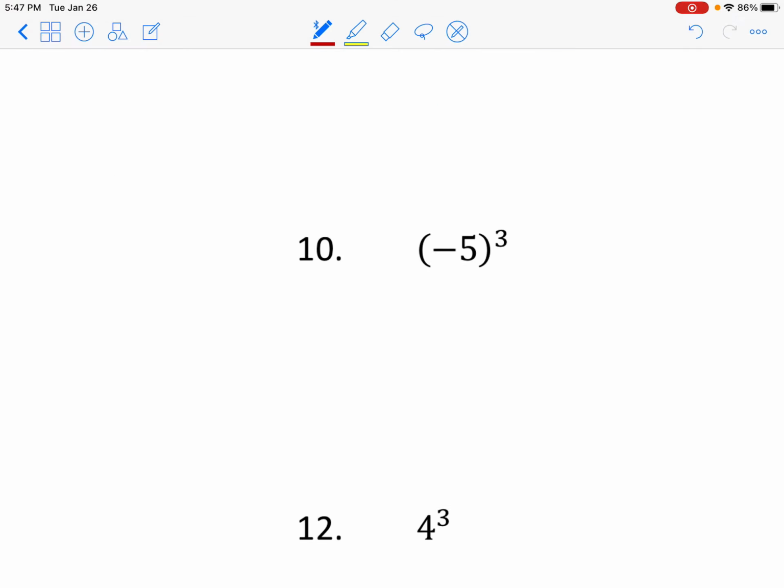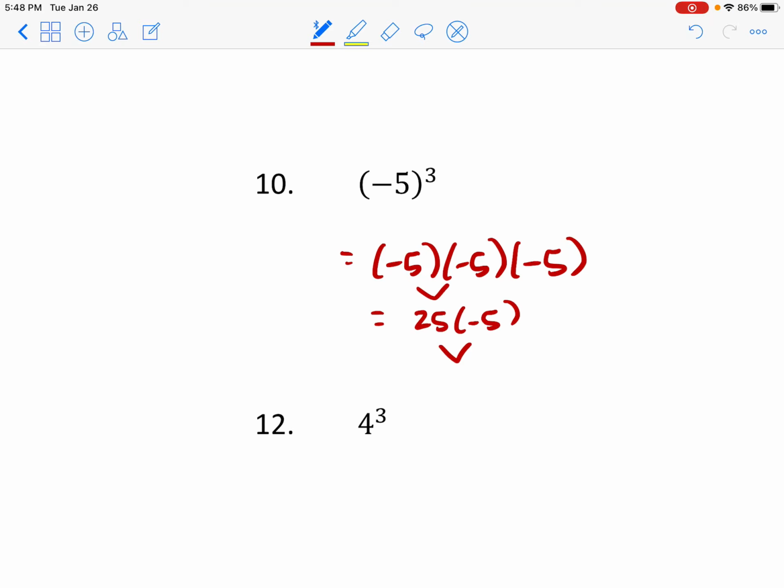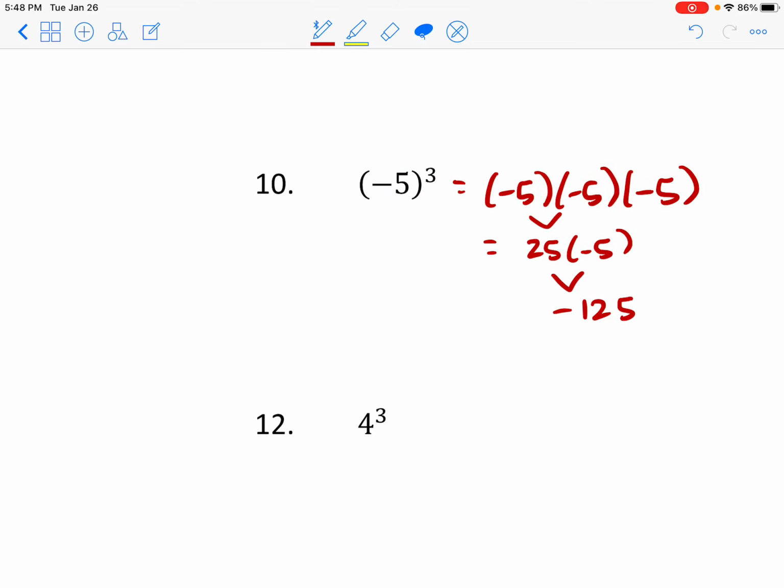And here, negative 5 being cubed means to multiply negative 5 by itself 3 times. So take the base, multiply by itself 3 times. So according to the exponent, that's how many times you multiply it by itself. And so we have, in this case, turn my pen on, we got 25 here. And then when we multiply by the other negative 5, we end up with negative 125 for our result. Let me move that. Kind of a handy tool, huh, to be able to just move your work.